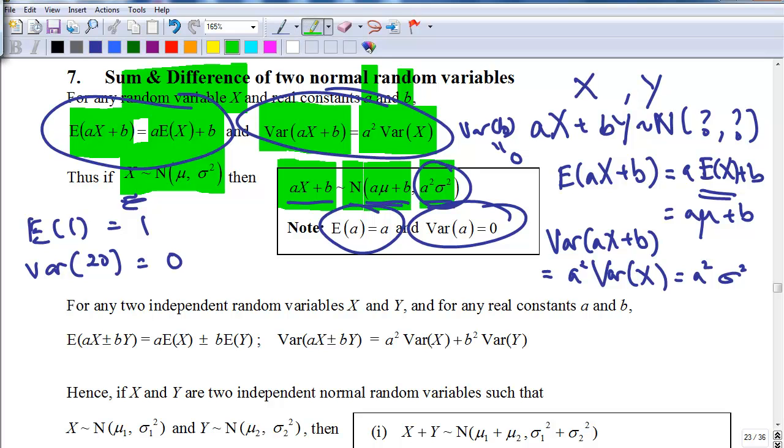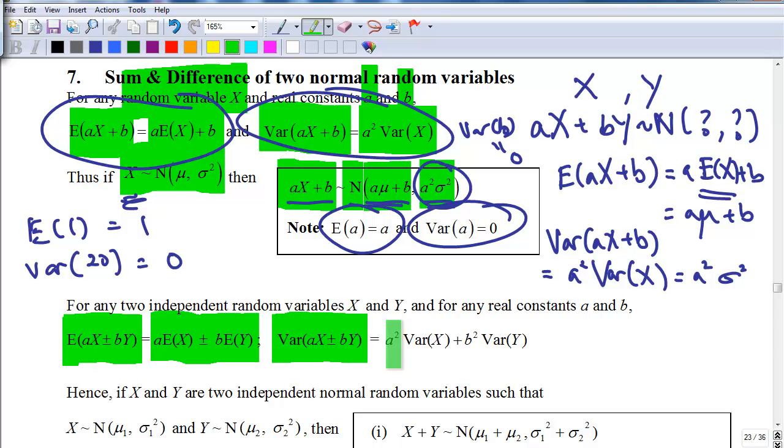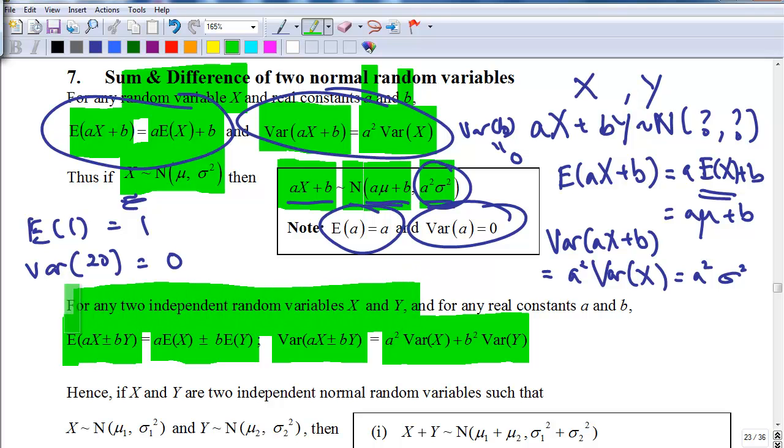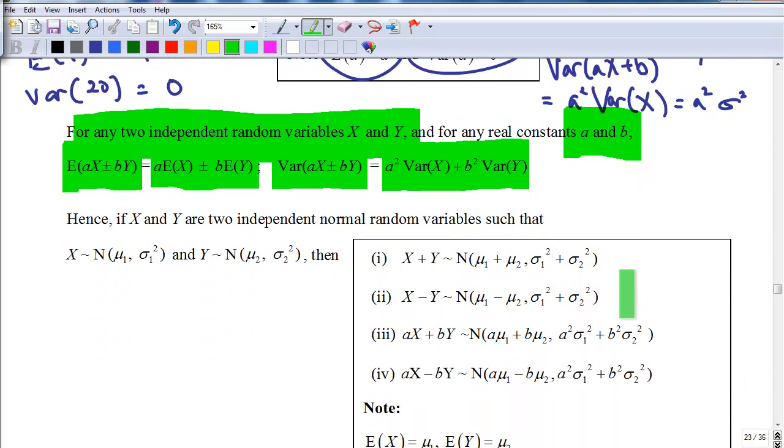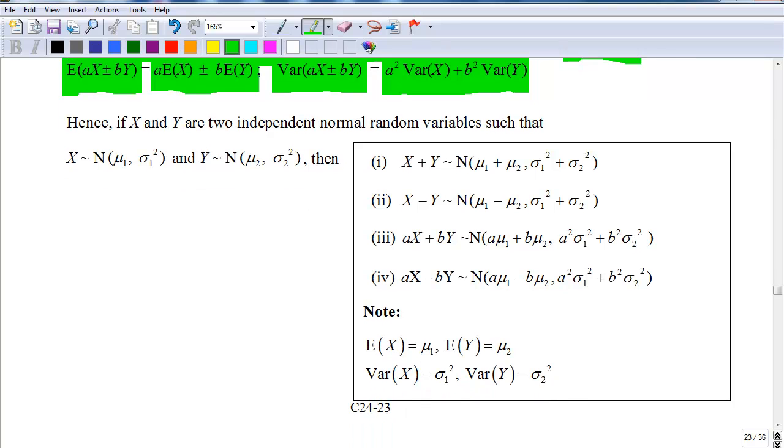Now, let's take a look at another two rules. If I have the expectation of aX plus or minus bY, this is the same as aE(X) plus or minus bE(Y). The version for variance is that the variance of aX plus bY is the same as a squared variance of X plus b squared variance of Y. Now, these two rules you can always use, okay, for any independent random variables X and Y, and for any real constants a and b. So if that's the case, we have some more formulas for you to remember.